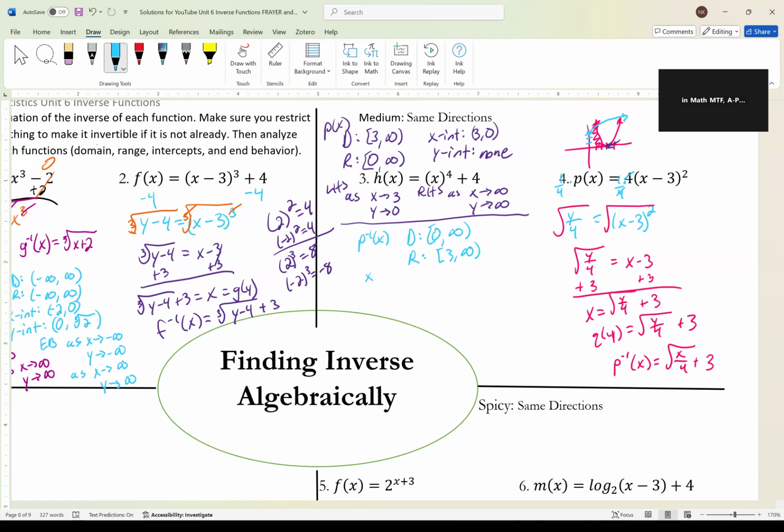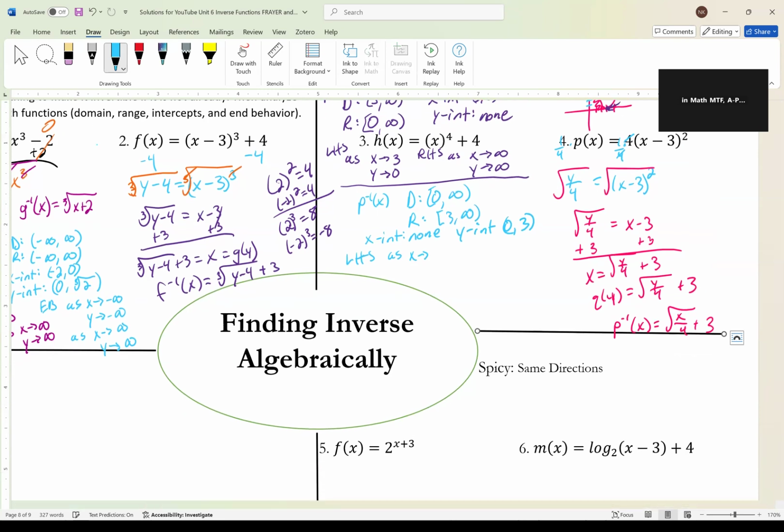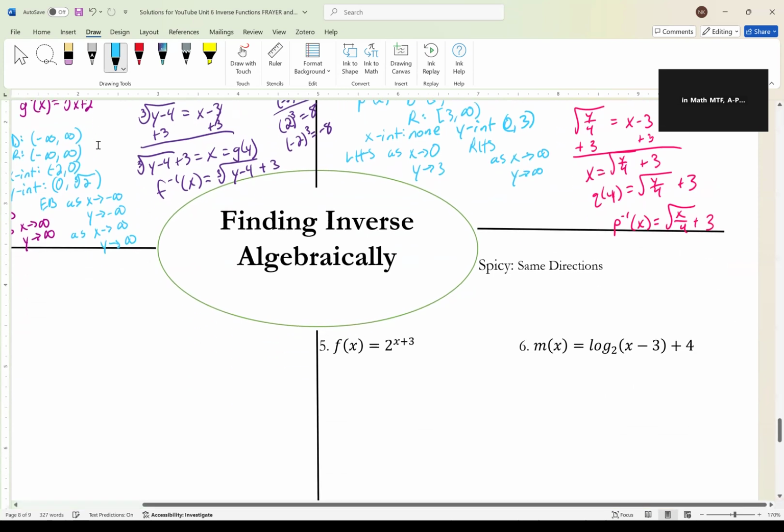Inputs and outputs. X-intercepts, notice there are now none, but there is a y-intercept because that 3, 0 became 0, 3. And finally, for my end behavior, as x goes towards 0 now, y goes towards 3. Notice the x and y switched. On the right-hand side, it was already x goes to infinity, y goes to infinity. All right. And that's that there.